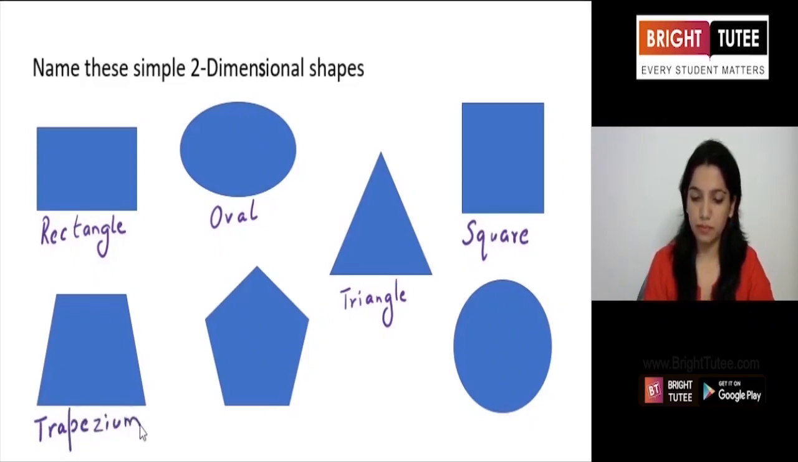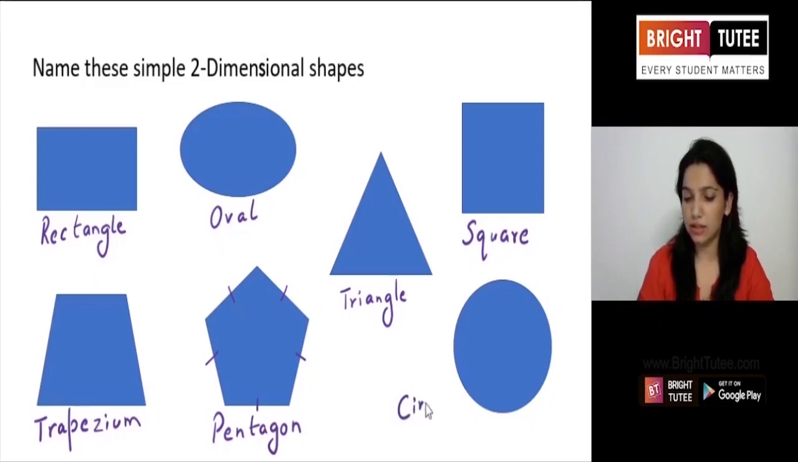Trapezium. Now here in this shape we can see we have 1, 2, 3, 4 and 5 sides. So this shape is called a pentagon. Moving to the last shape, I'm sure you know what shape this is. This is a circle.